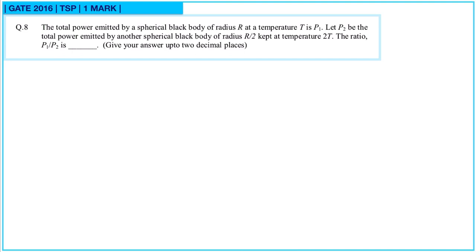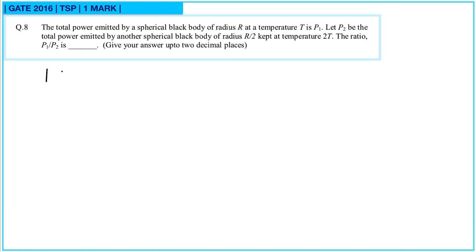Question number 8. The total power emitted by a spherical black body of radius r at temperature T is P1. Let P2 be the total power emitted by another spherical black body of radius r by 2 kept at temperature 2T. The ratio P1 by P2 is.